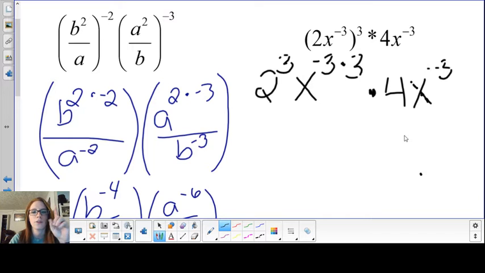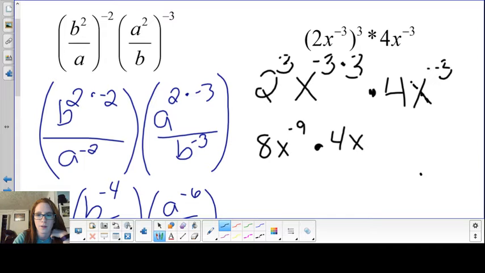So 2 to the 3rd is 2 times 2 times 2. Well, 2 times 2 is 4, and 4 times 2 is going to give me 8. Negative 3 times 3 is negative 9. And nothing's going on with that second term, so it's going to stay a 4x to the negative 3. Man, I was really hoping that might work.